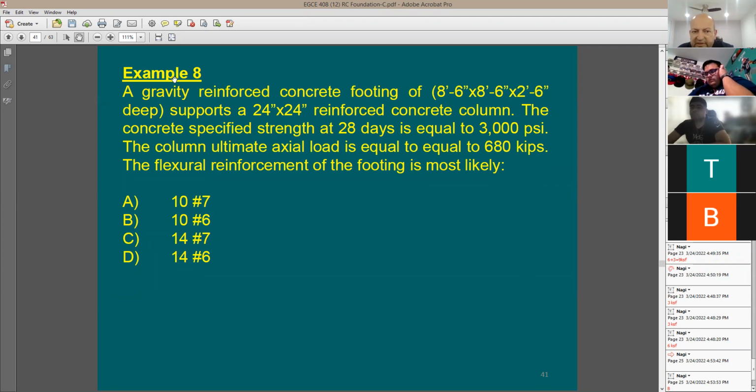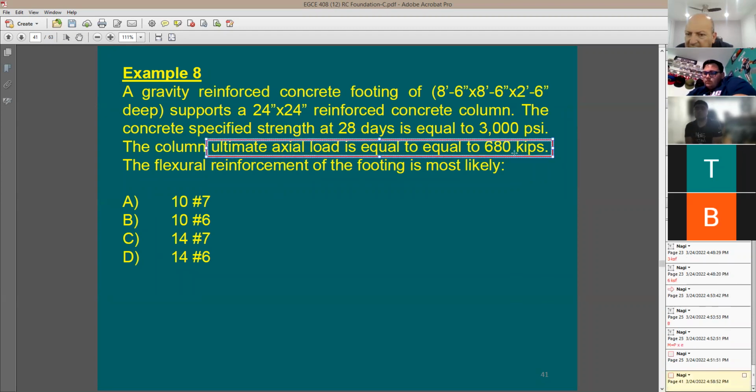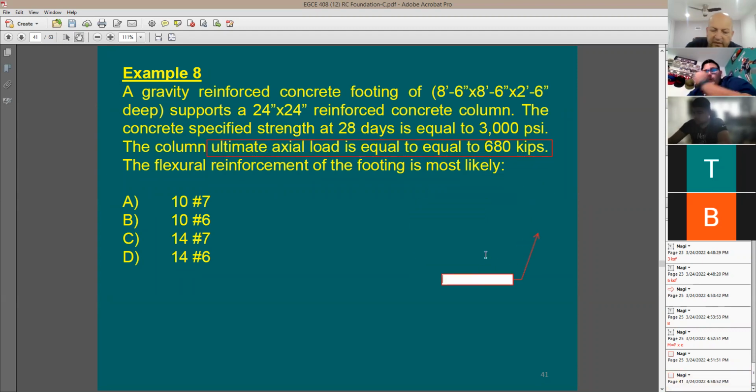So in this example, it says gravity reinforced concrete footing, 8.6 by 8.6 by 2 feet 6. It supports a column, and the column size is 24 by 24. This is here the column size. The concrete strength is 3000 PSI. Column ultimate axial load is 680 kips. Now I'm going to put a box around this. Here you're talking about the ultimate load. Is this P service or P ultimate? I'm going to say this is P ultimate, right?